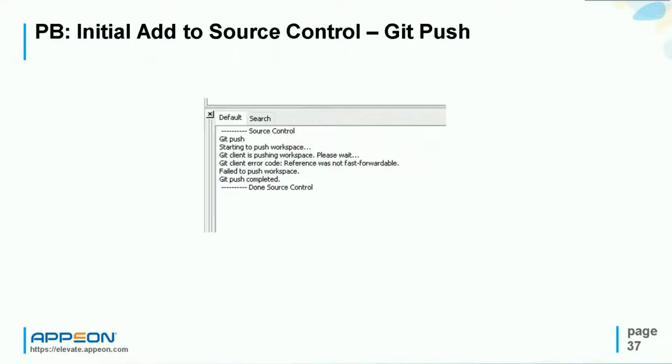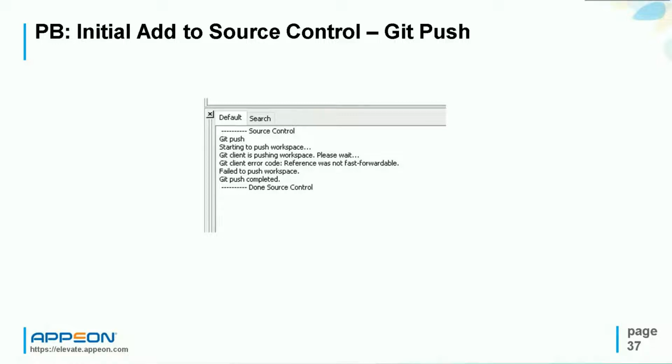And then typically what happens is that it fails. So if you did add a README, or if you added a .gitignore file, or there was some other change that was pushed to your repo, then you'll get this error. It'll say git client error, reference was not fast forwardable, which is super not very clear.